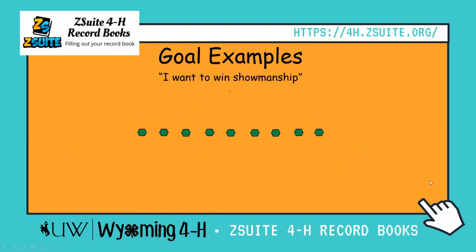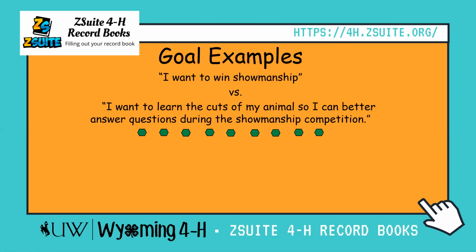We're going to do a couple examples. So I want to win showmanship versus I want to learn the cuts of my animals so I can better answer questions during the showmanship competition. Which of these is a SMART goal? Good. The second one is a SMART goal. It's something that I can measure, it's attainable, it has a timeline, and it's something that I can control the outcome.